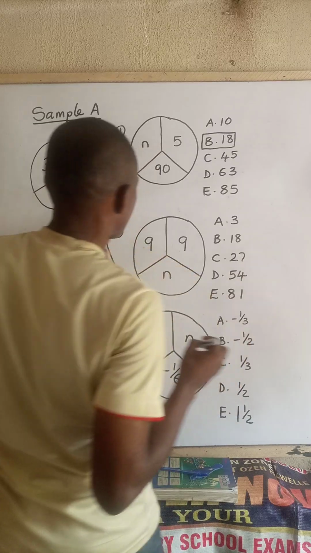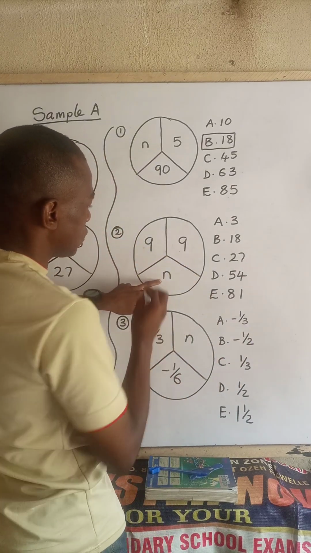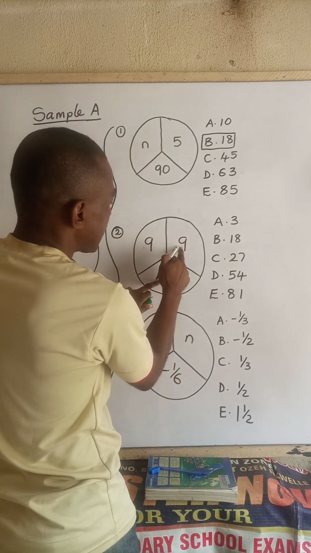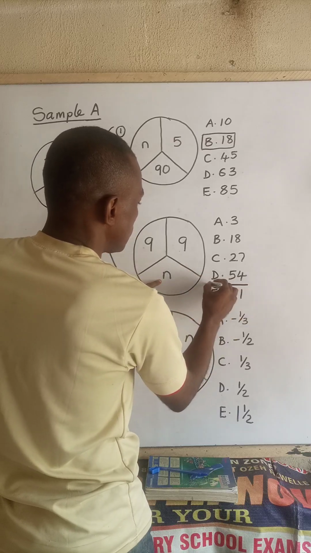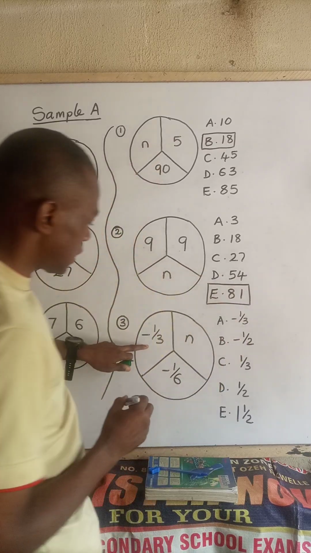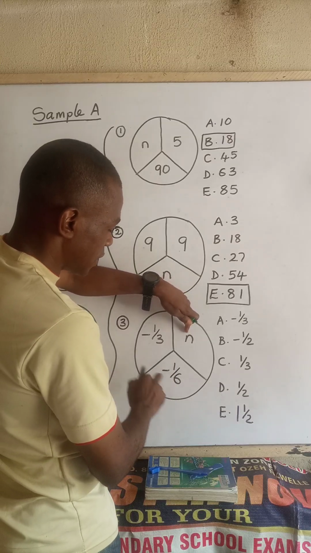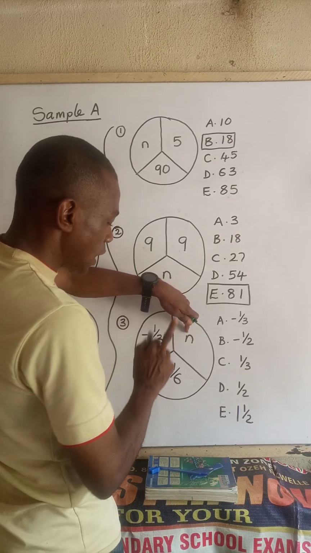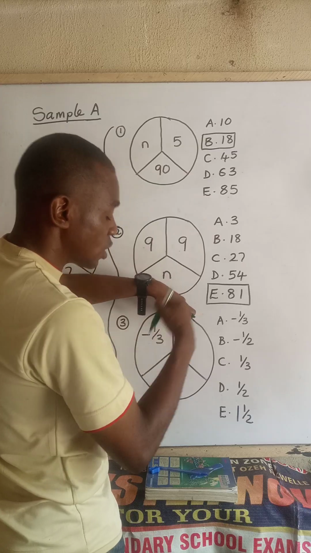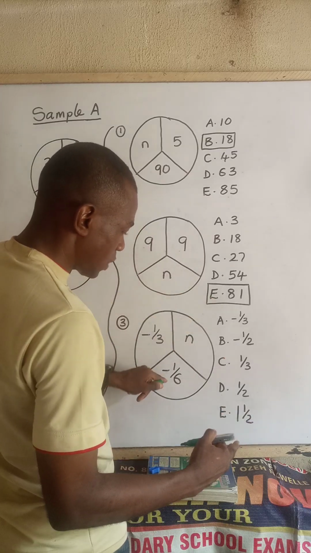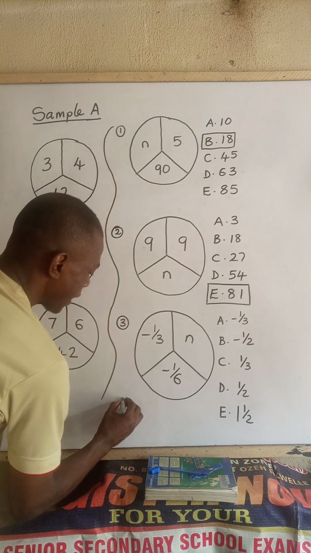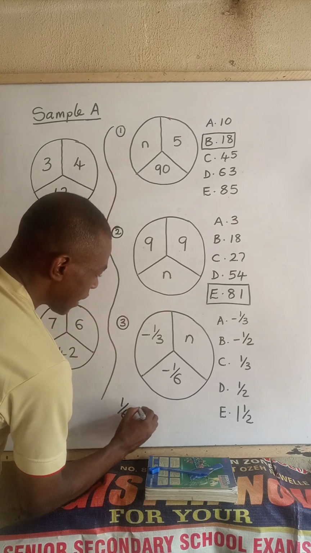We move to the next question. We are looking for this part. So we will do 9 multiplied by 9. It will give us 81. For this, we are looking for this part. So what I will do now is minus 1 over 6 divided by minus 1 over 3. Actually, minus divide minus will give us plus. Okay. So what I will do now is 1 over 6 divide by 1 over 3.